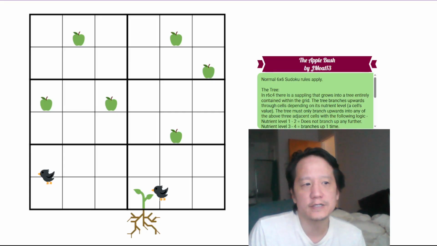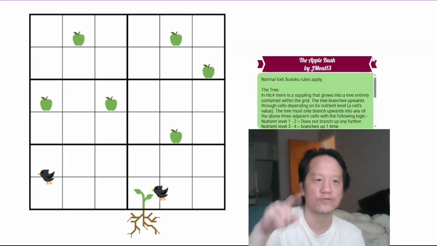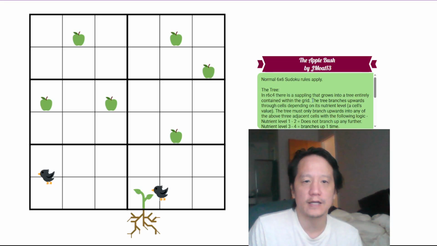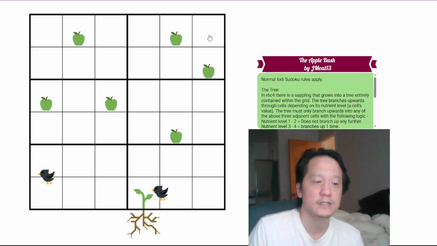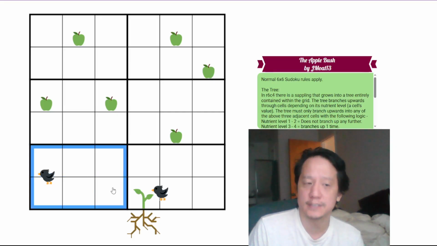So this is the easier one of them. This is called the Apple Bush by JMote13. And let's go through the rules for both of the puzzles so that we can see the similarities between them. We have normal 6x6 Sudoku rules apply, which means in every cell in the grid, place a single digit from 1 through 6 such that there are no repeats in any row, column, or designated 6-cell region.